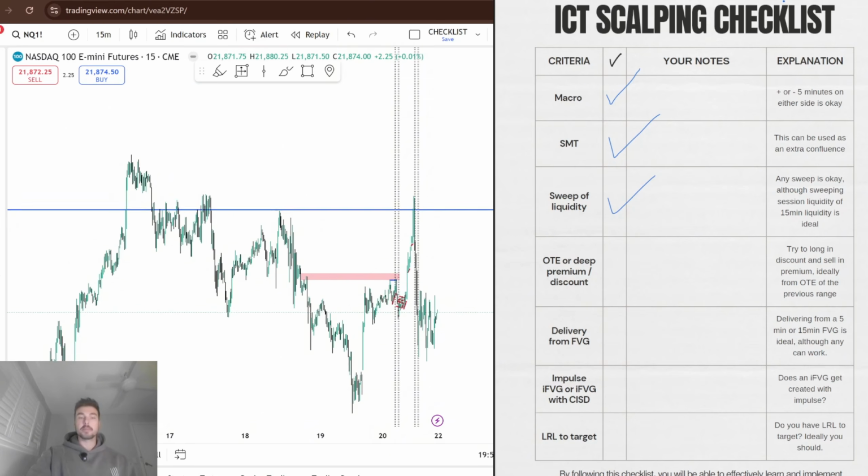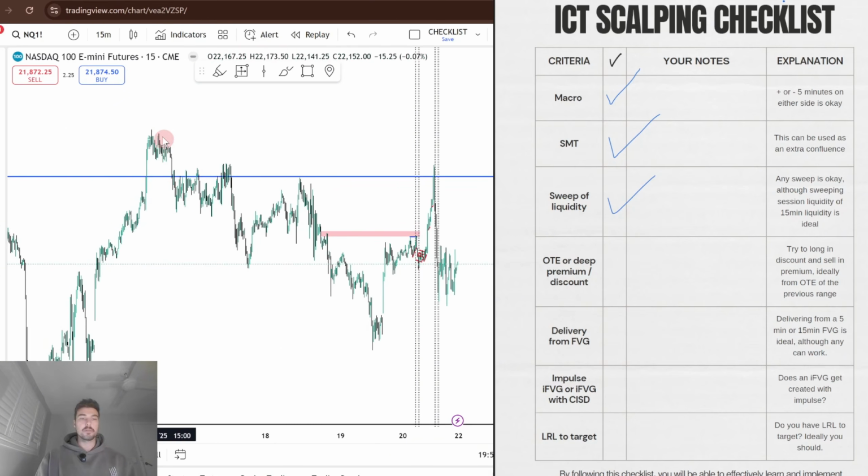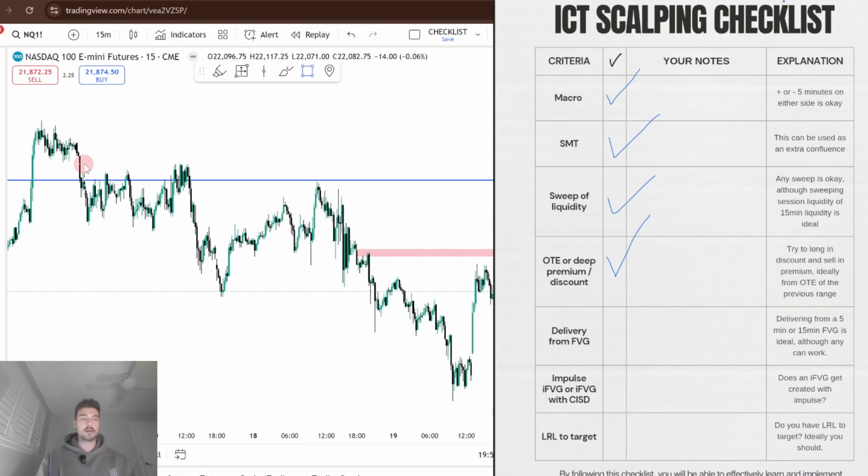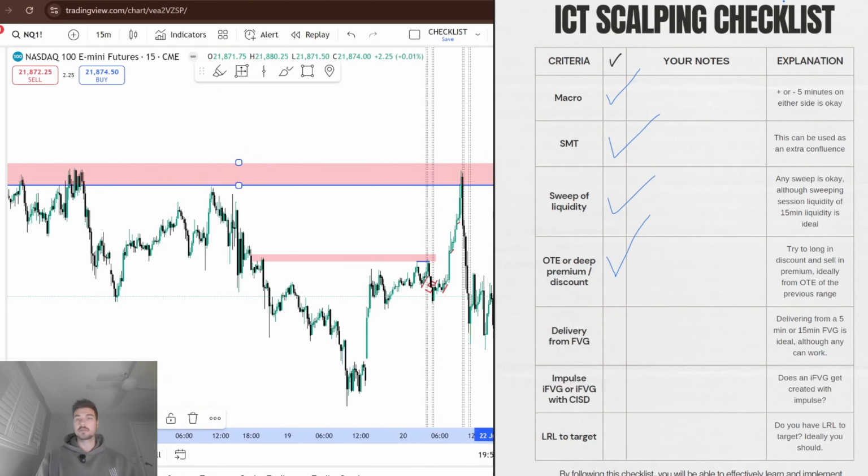Are we in a deep premium or discount? Well, the range here is from this swing high to this swing low, and we are in a deep premium, so I'm going to tick that off too. Are we delivering from a fair value gap? I believe there's a 15-minute gap over here, so I'm going to mark this across like that, and we're going to see if we're respecting that. Yes, so we're going to tick that off. Do we have impulse? Yes. Do we have low resistance?